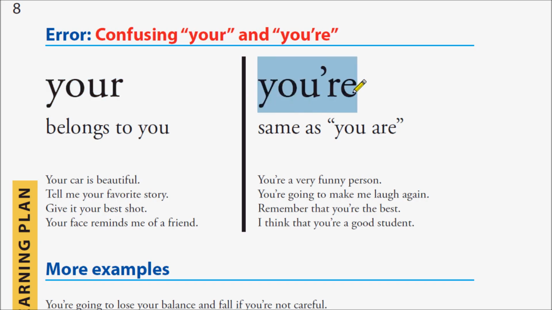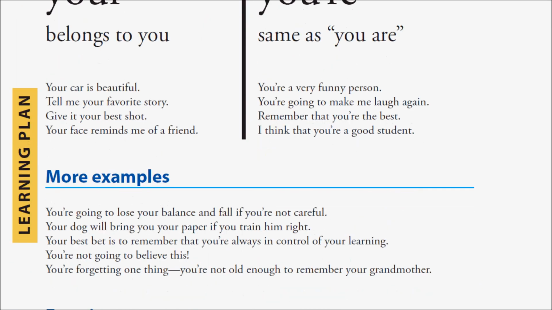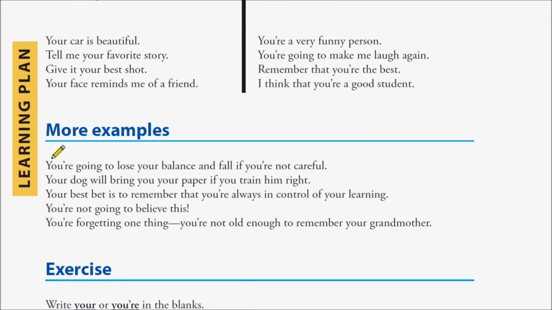And "you're," it sounds exactly the same, but with an apostrophe, it's the same as "you are." So see, it says you're a very funny person. It's the same as saying you are a very funny person, or you are going to make me laugh again. Okay? And here are some more examples. You should be able to see and understand why the "your"s that are there are correct.